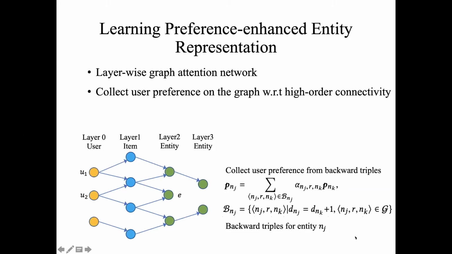In the second stage, we adopt a layer-wise graph attention network to collect user preference with regard to high-order connectivity. The representations of user nodes are learned from the first stage, and we obtain preference representations for entities in layer 1 and then the target entity in layer 2. It can be proved that the collected preference representation is indeed a linear combination of user preference representations.